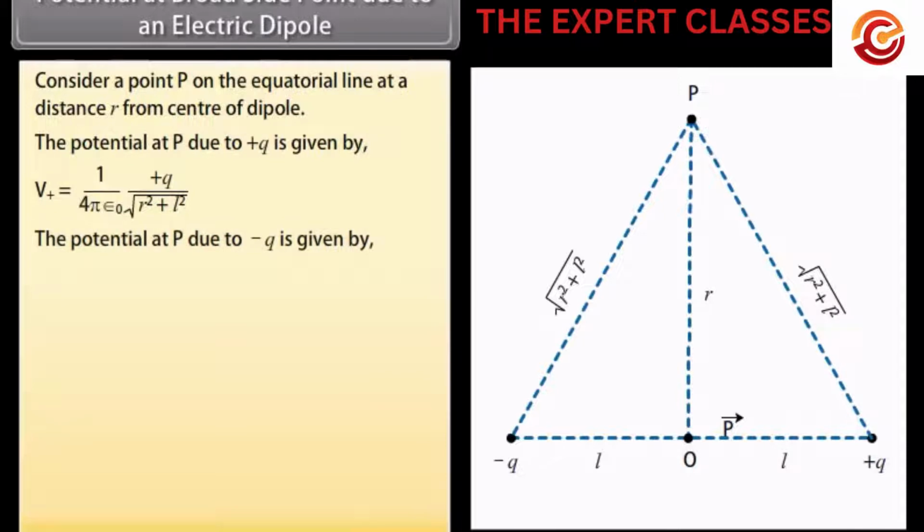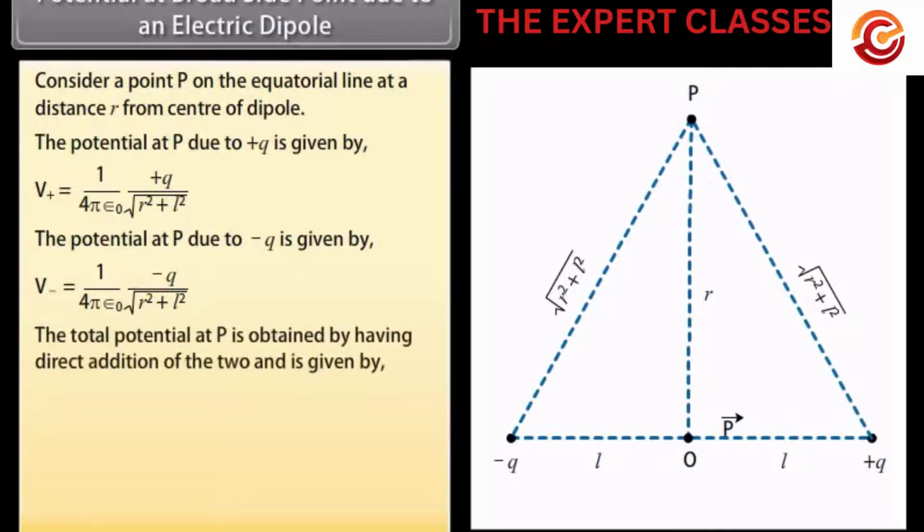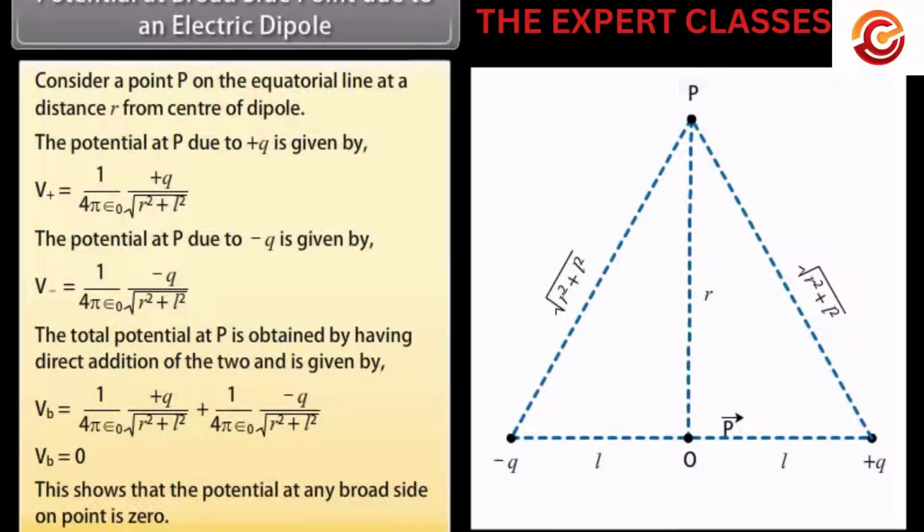The potential at P due to minus q is given by V negative equals 1 upon 4 pi epsilon naught multiplied by minus q upon under root r square plus L square. The total potential at P is obtained by direct addition of the two and is given by V_B equals 0. This shows that the potential at any broadside on point is 0.